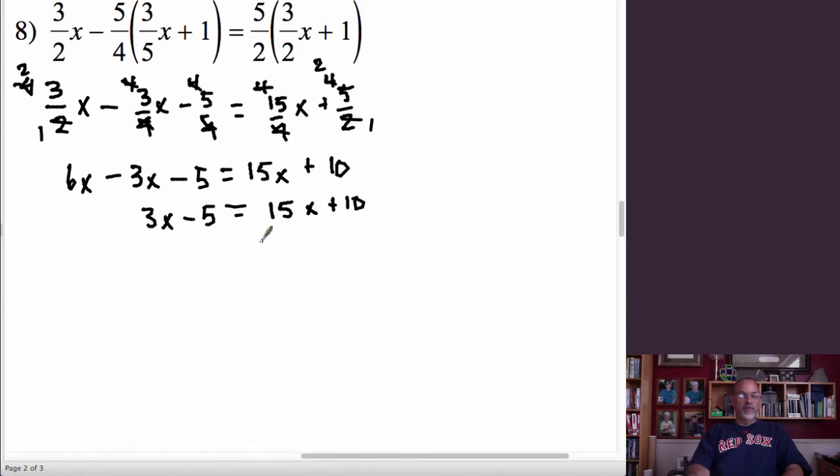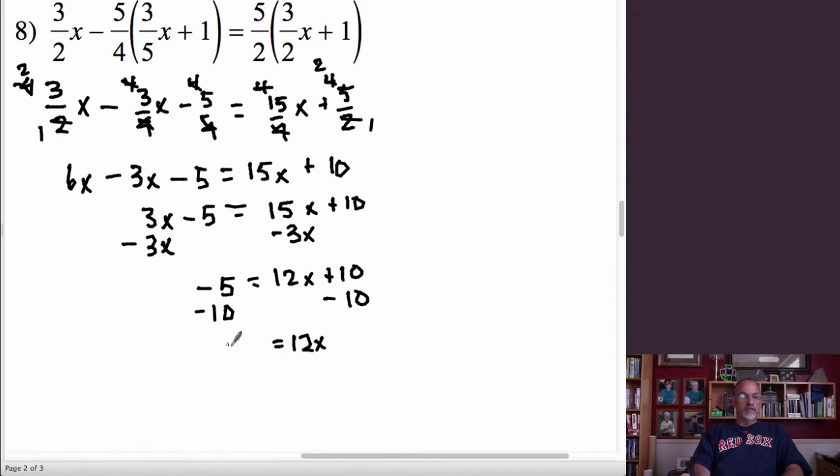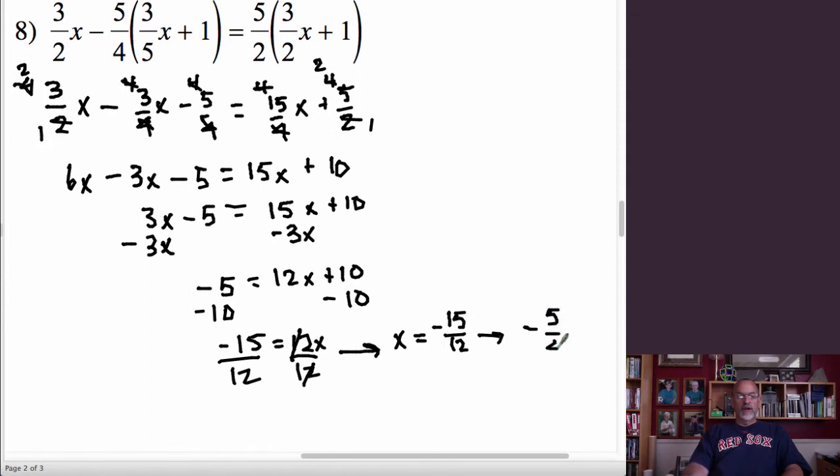Then I'm going to move the 3x, or subtract 3x from both sides to keep it positive. So that's going to be negative 5 is equal to 12x plus 10. I'll then subtract 10 from both sides. So 12x is equal to negative 15, and then we'll divide by 12. So the 12's reduce, so x is equal to negative 15 over 12, which can be reduced by dividing by 3. So it's going to be negative 5/4 as my final answer.